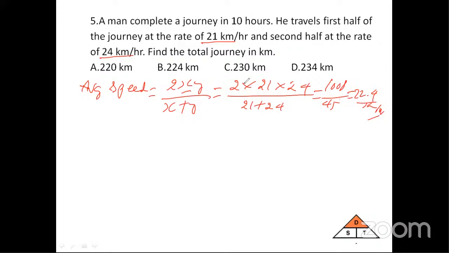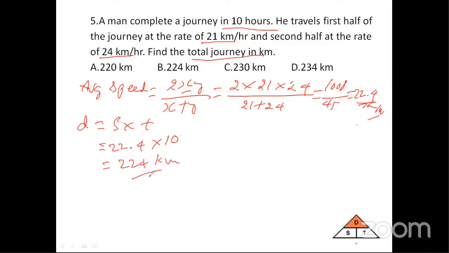This is the average speed, but they're asking us to find the total journey. They want the total journey in kilometers, which means they want us to find the distance. We know distance is speed into time. The speed we got is 22.4, and the time is given: a man completes a journey in 10 hours. So the time is 10 hours. Therefore, 22.4 into 10 is 224 kilometers. So 224 kilometers is the right answer. Option B is the right answer.